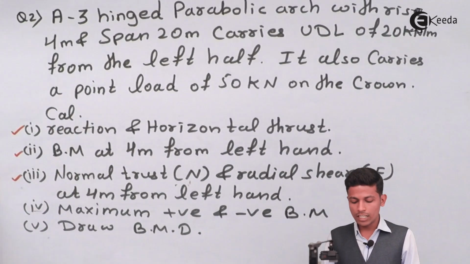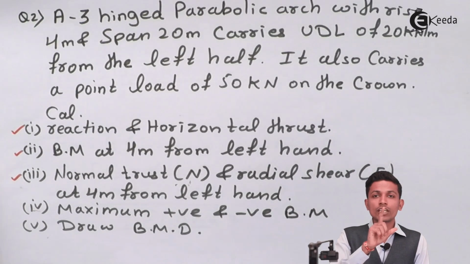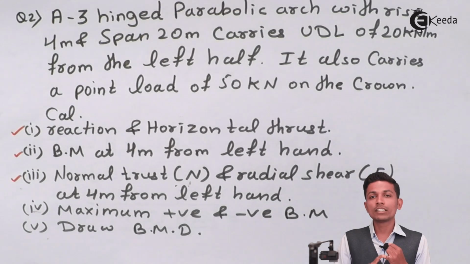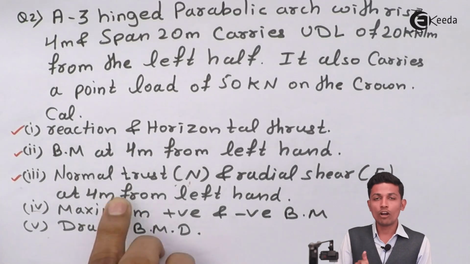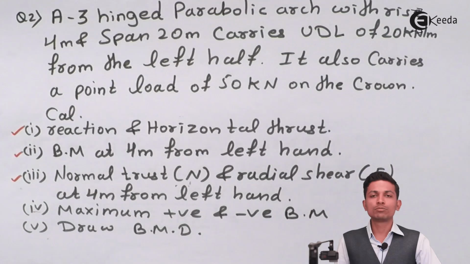Normal thrust and radial shear force at 4 meter from the S. Always remember one thing: in the question, you are always given the distance. Whilst finding normal thrust and radial shear force, always see if the distance is given or not. Only if the distance is given can you find the normal thrust and radial shear force. Now let's move to the other.